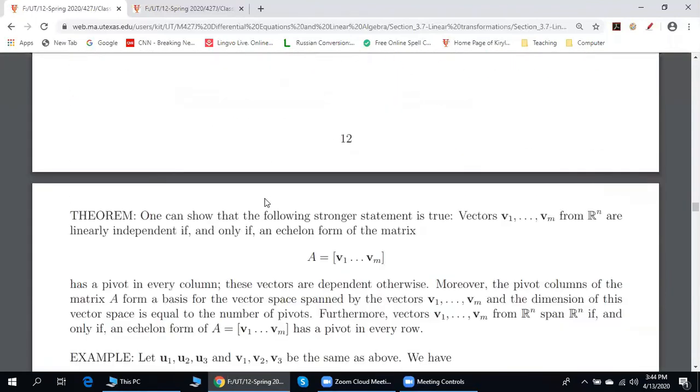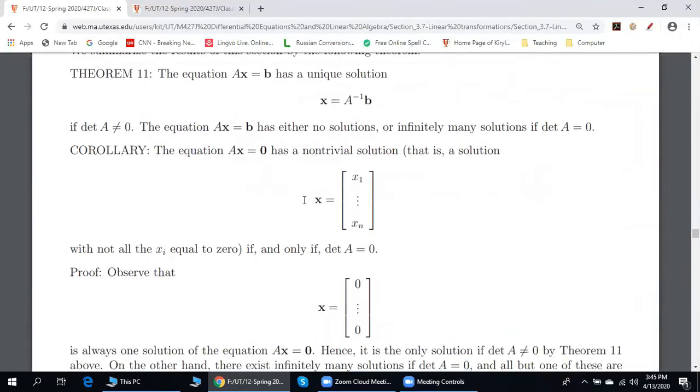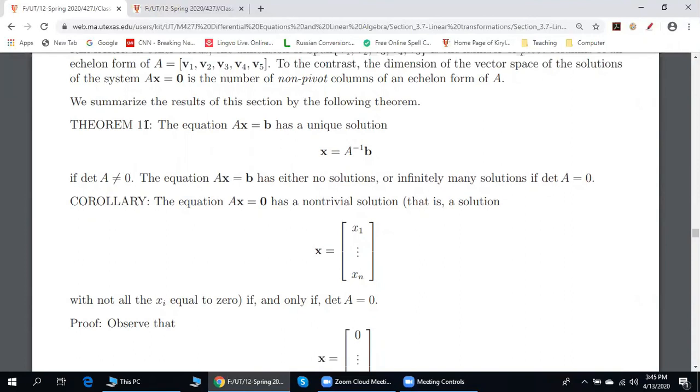Let me finish this section with another important theorem. Please take a look at theorem 11. The equation Ax is equal to b has a unique solution, x is equal to A inverse b, if the determinant of A is not equal to 0. Of course, we can apply theorem 11 only if A is a square matrix. Sentence number 2: the equation Ax is equal to b has either no solutions or infinitely many solutions if the determinant of A is equal to 0.